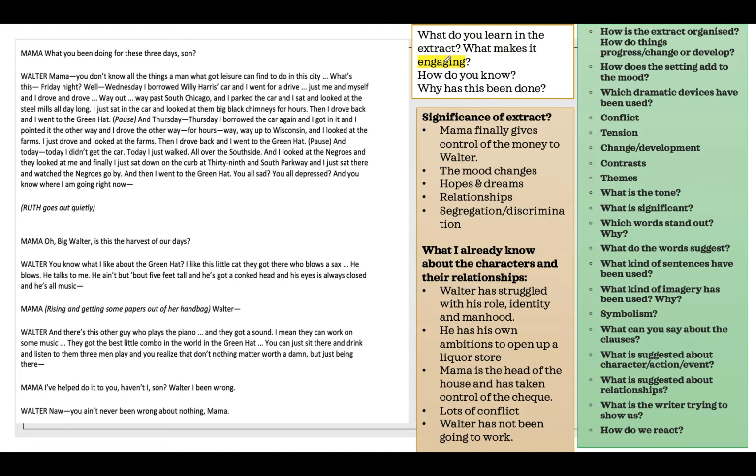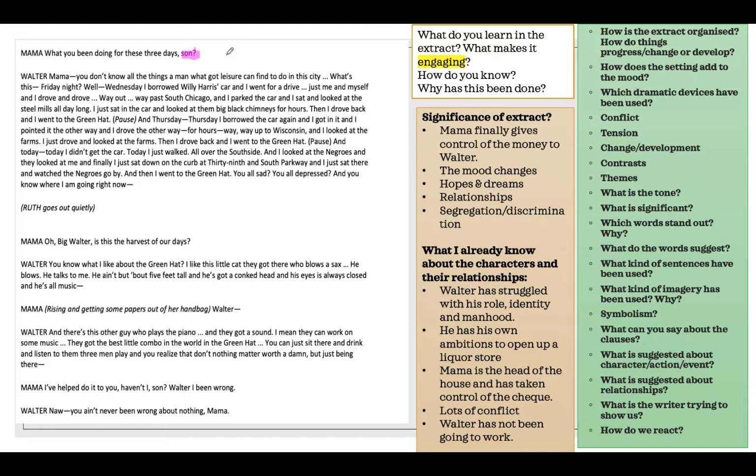Okay, so the extract begins with Mama speaking. Now, what's interesting here is that she asks him a question. So I'm just going to highlight this for now because maybe I want to come back to the fact that the extract starts with a question. The question obviously prompts whatever Walter says.